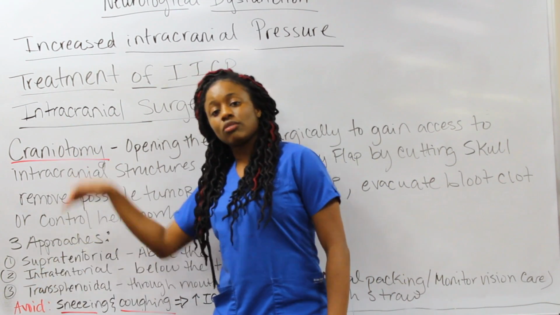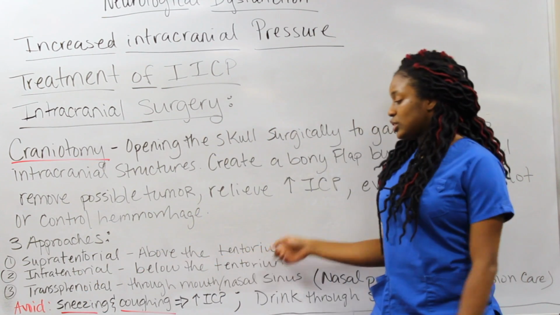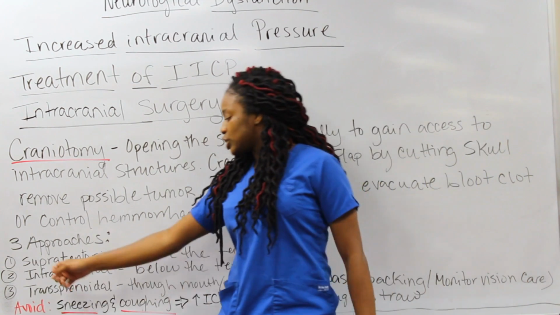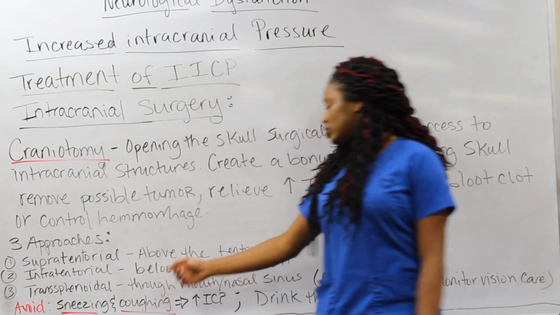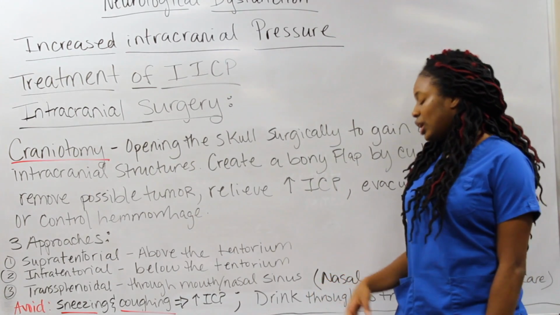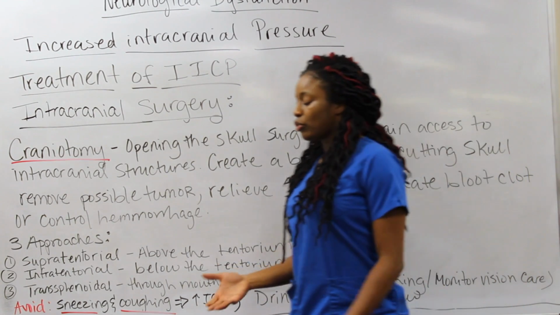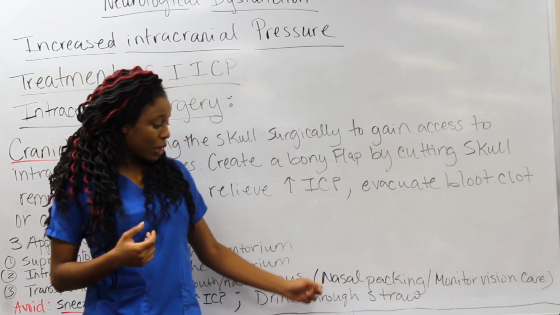Infra, think of inferior, right? Below, right? So it's below the tentorium. And then the last one is transsphenoidal craniotomy, and pretty much this one is through the mouth and nasal sinuses, right? And with this procedure, of course, your dressing change, you want to have your nasal packing, right?